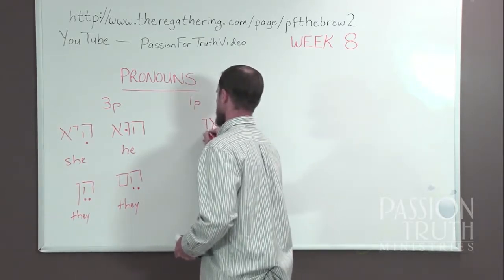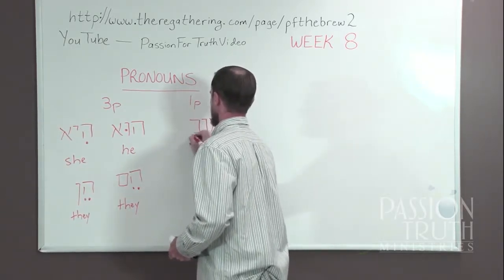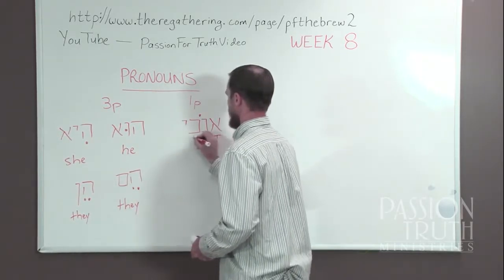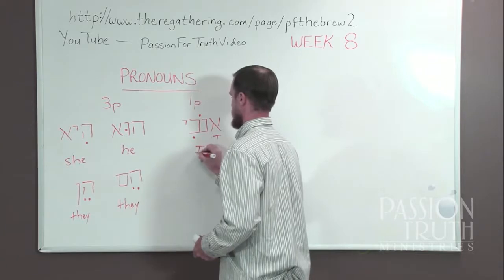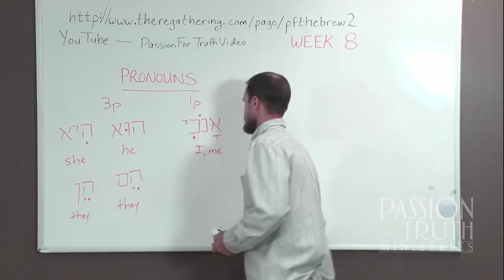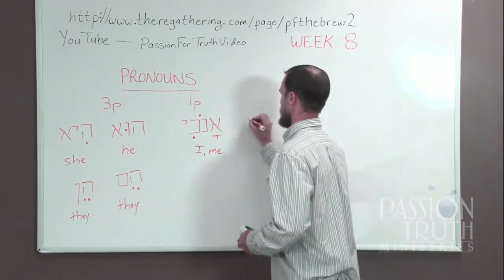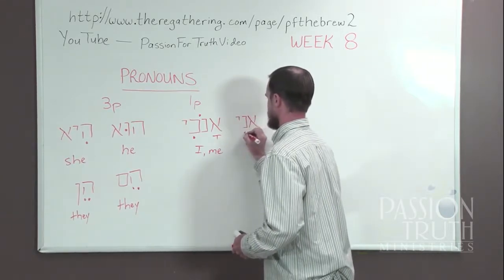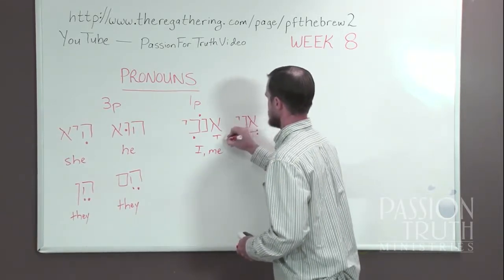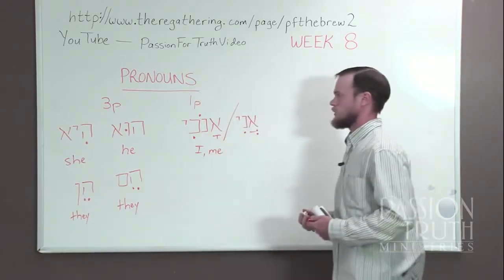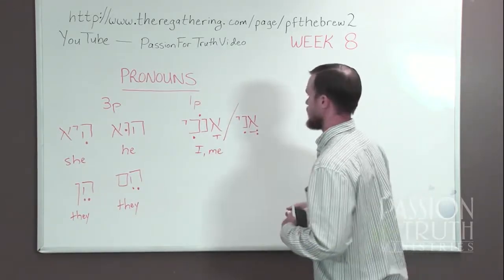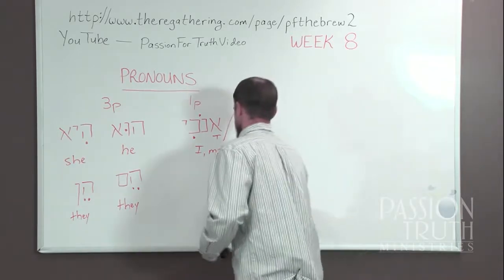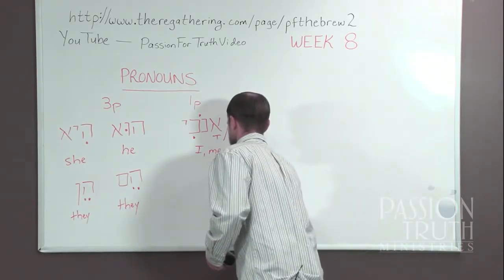In the singular, anochi. Anochi is I, or me. And the short form, ani, is exactly equivalent to that. So anochi or ani, either one can be I or me. And we or us is anachnu.